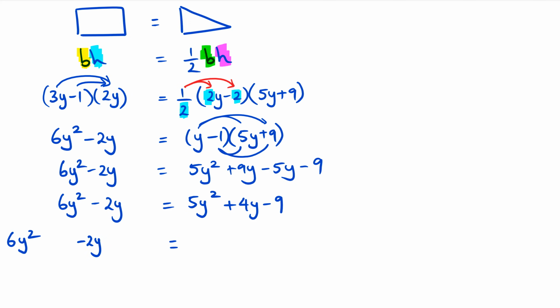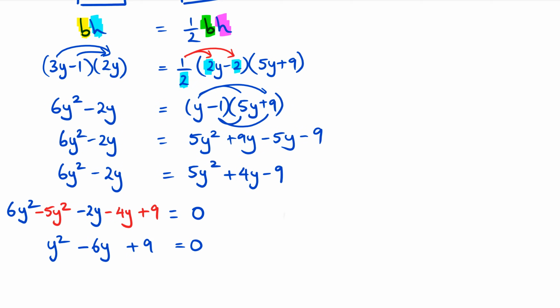So when I take the 5y squared to the left-hand side, it becomes minus 5y squared. When I take the 4y to the left-hand side, it becomes minus 4y. And the 9, well, that becomes plus 9. And now this whole entire thing is equal to 0. So I got 6y squared minus 5y squared is y squared. Minus 2y minus 4y is minus 6y. Plus 9 equals 0.